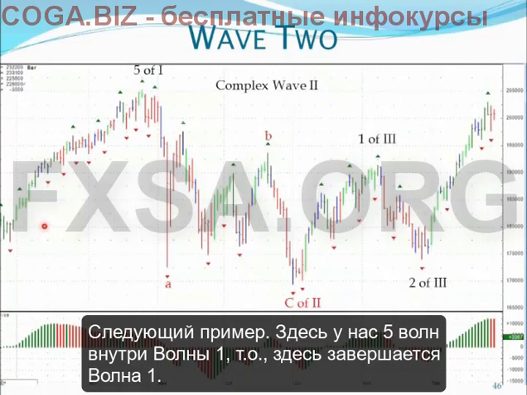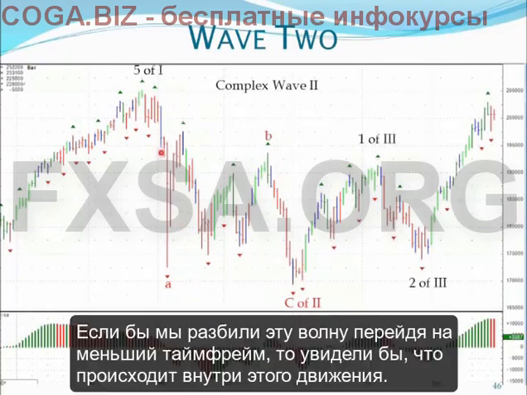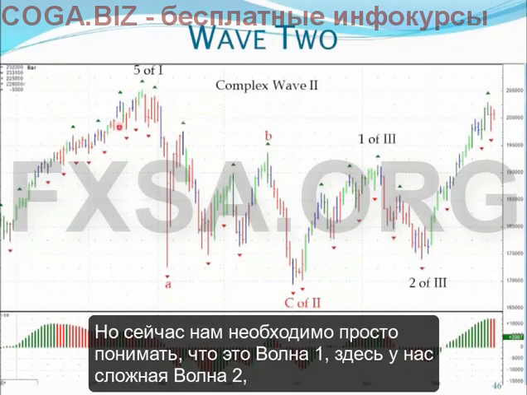Another chart example here. We have our 5 of 1, so completion of wave 1. We have an A, a B, and a C wave here. So within this, if we broke this down to a smaller time frame, we would see what happens inside of it. But for now, we just want to know wave 1.